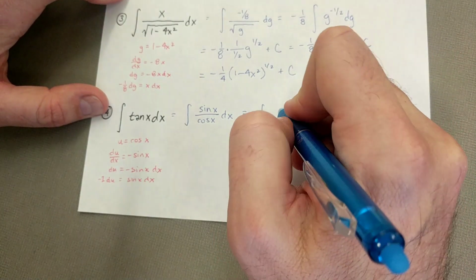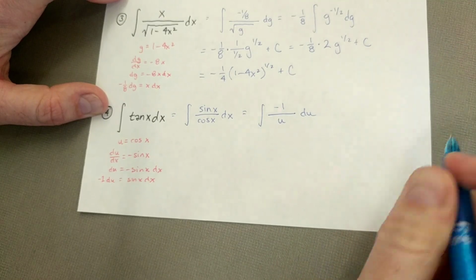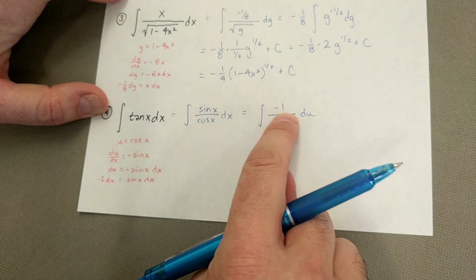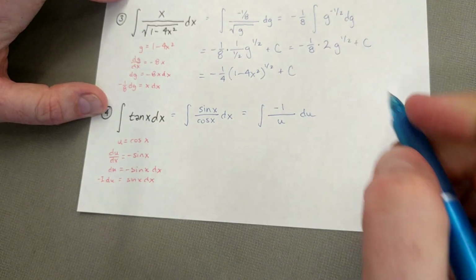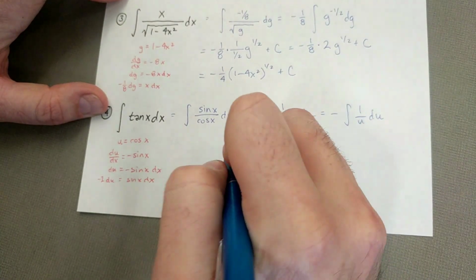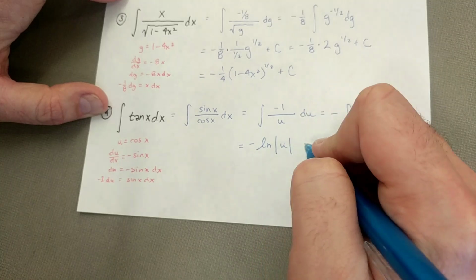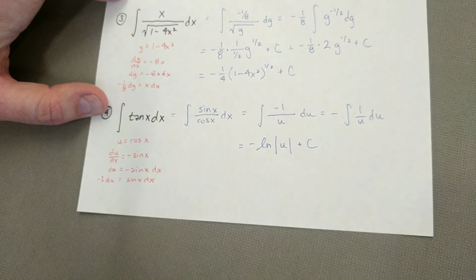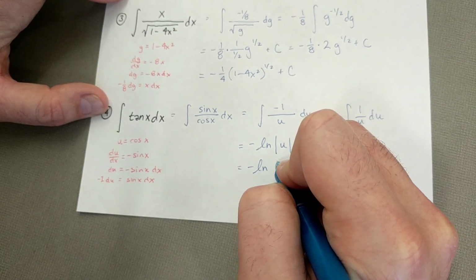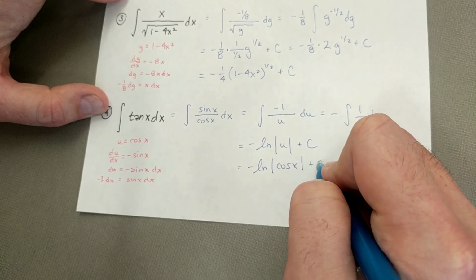All right, so here's what we're going to have. We're going to have negative 1 over u times du. So cosine goes in there, and then sine x dx is negative 1 du. So there we have that. Great, and so now we'll yank out that negative. The antiderivative of 1 over u is the natural log of the absolute value of u plus a constant. And then substitute back in negative natural log of, what was our, oh yeah, absolute value of cosine x plus a constant.